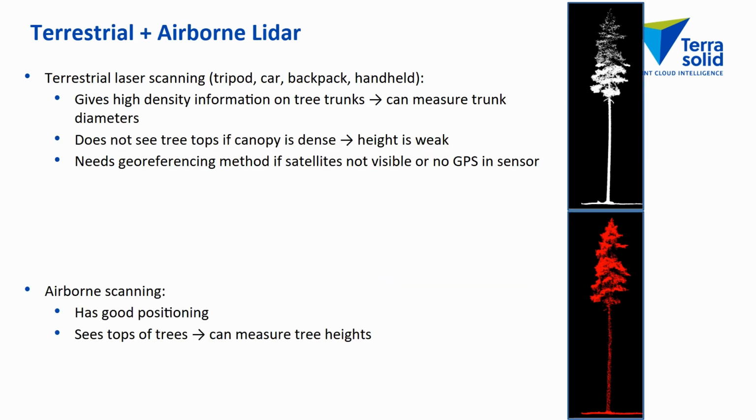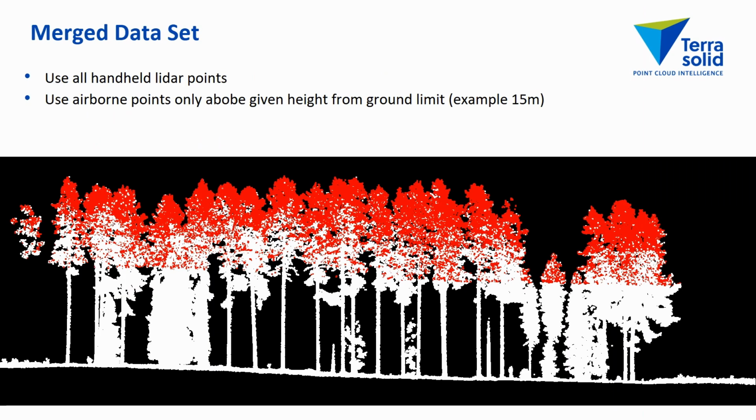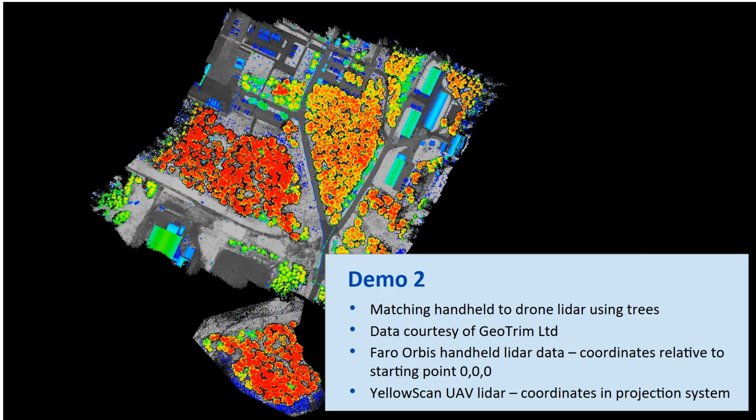Combining handheld and airborne LiDAR makes a lot of sense. Handheld doesn't necessarily see the tops of the trees, and the airborne can give us better information for the height of the trees. And the airborne, of course, has good positioning. When I have merged those, I would remove all the airborne points except the high ones, maybe above 15 meters above ground.